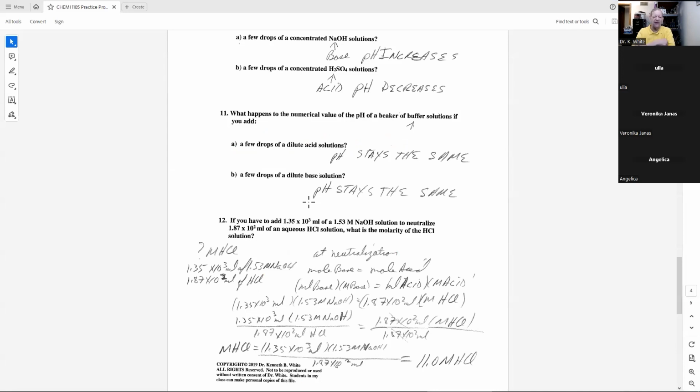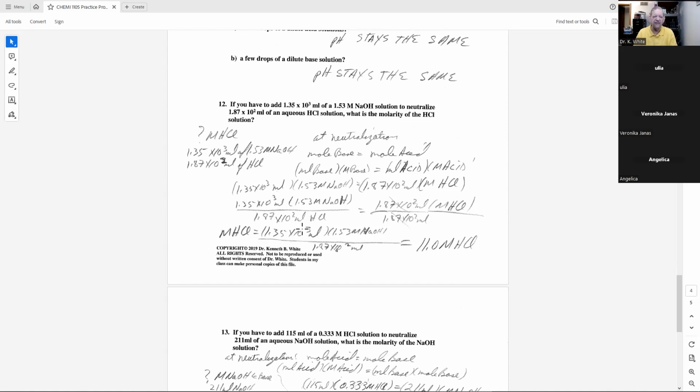All right, let's look at number 11. What happens to the numerical value of the pH of a beaker of a buffer solution? That's important. That's why I have the arrow pointing it out. If you add a few drops of a dilute acidic solution, by definition, a buffer solution resists change in pH. You add a small amount of acid or base, and a few drops of a dilute acid is a small amount, so the pH stays the same. B, you add a few drops of a base solution. A buffer solution resists change in pH. Therefore, the pH stays the same, does not change.